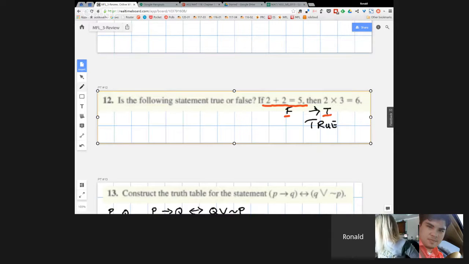Remember that? Ironic, whenever an if-then statement begins with a false, it's guaranteed to be true. If you just go back and check your if-then truth table, you will see that it's got to be that way. Any discussion? Feedback?